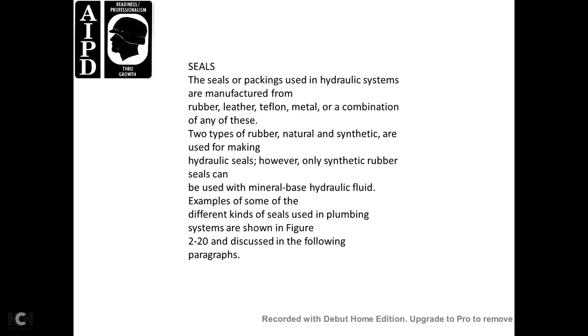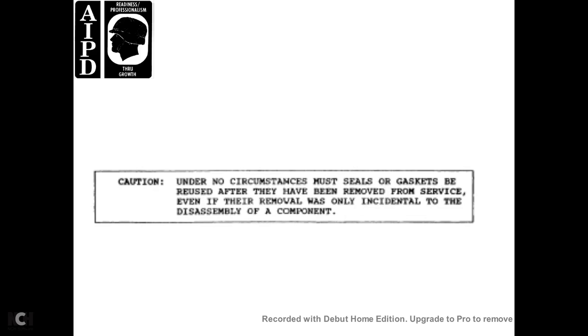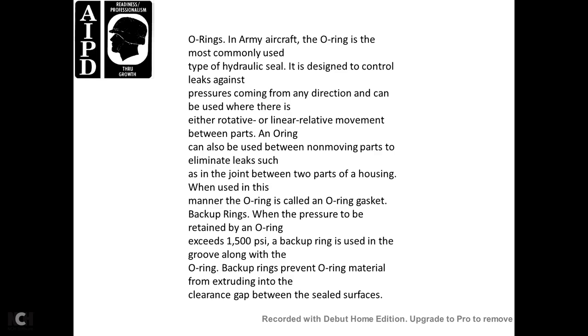Seals. The seals packing the hydraulic system are manufactured from rubber, leather, Teflon, metal, or a combination of these. Two types of rubber, natural and synthetic, are used for making hydraulic seals. However, one synthetic rubber seal cannot be used with a mineral-based hydraulic fluid. Examples of some of the different kinds of seals used in the plumbing system are shown in Figure 20 and discussed in the following paragraphs. Caution: under no circumstances must seals or gaskets be reused after they have been removed from the surface, even if their removal was only incidental to the disassembly of a component.